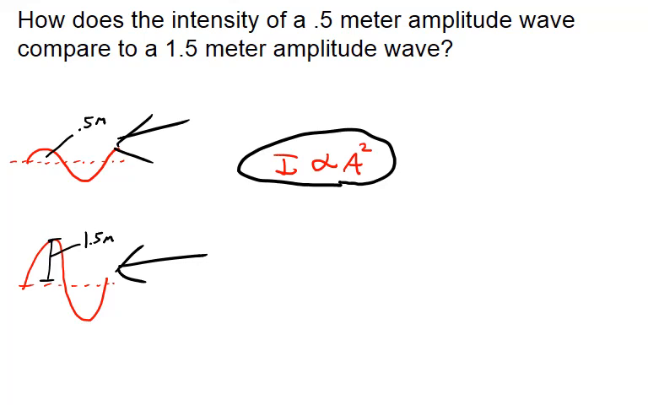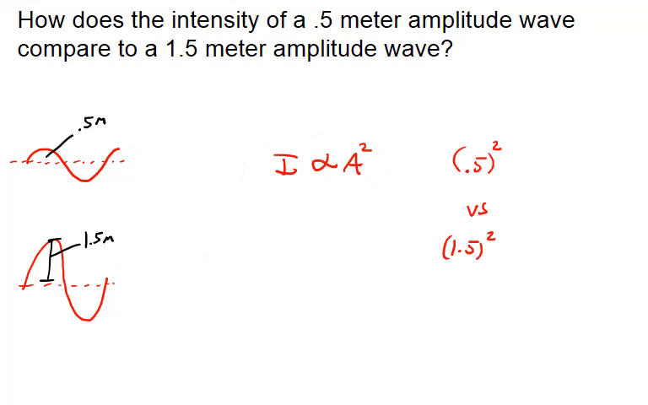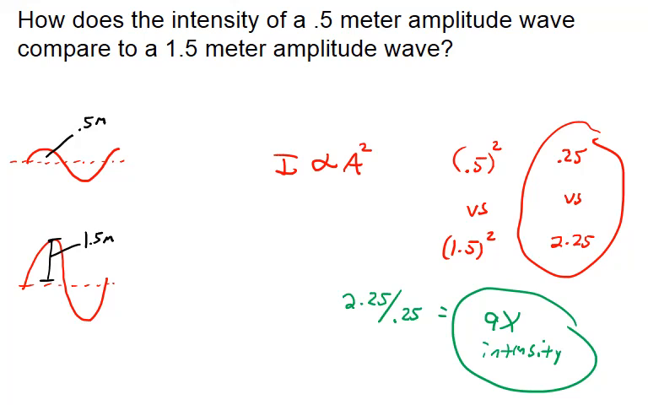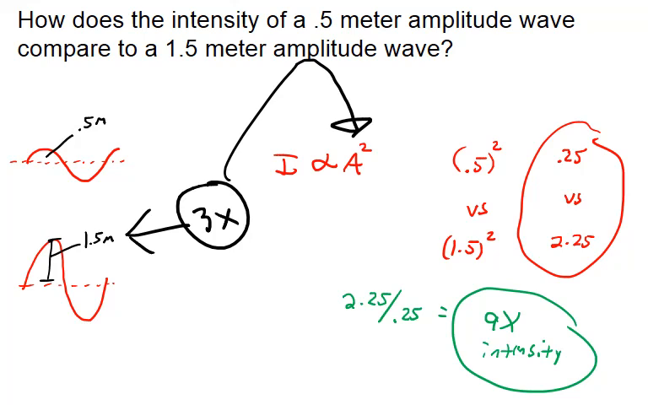If you've ever been to the beach, and especially if there's a storm out in the Atlantic, the waves can get pretty huge, and the intensity of those waves really increases with amplitude. And so if we look at this relationship, it's a squared relationship. So we have 0.5 squared, 1.5 squared, 0.25 versus 2.25. And if we compare these two, it's actually 9 times as intense. This is 3 times the amplitude, and because it's 3 times the amplitude, that is squared, and so it's going to be 9 times the intensity.